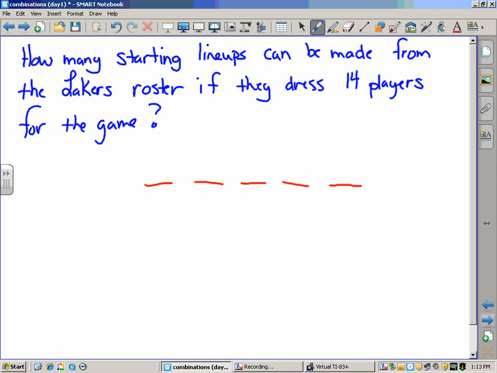Some of you are just kind of thinking it out. We have 5 places, and I'm thinking about this. There's 14 people to be picked first, and obviously 13, then 12, then 11, and then 10. I multiply all those together. What did you get when you multiplied all those together?